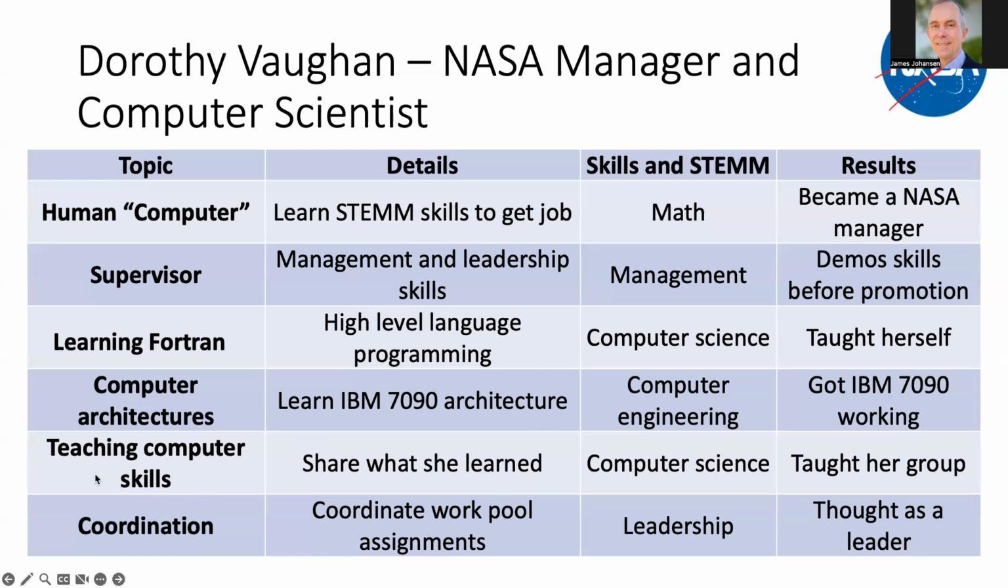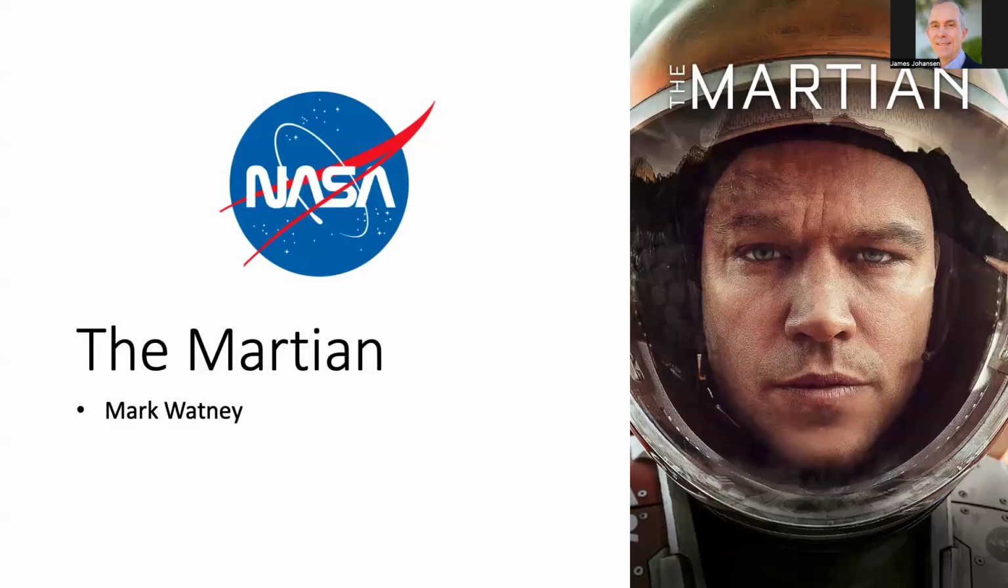She was not only able to learn computer science, computer engineering, she was able to teach these skills. And so this was something where she was able to share. And so we get into this coordination, collaboration, teamwork. These were all the things that Dorothy Vaughn also had to demonstrate. Okay, of course, the movie goes into this in a lot more detail, but now let me focus on the second movie, thinking about The Martian.